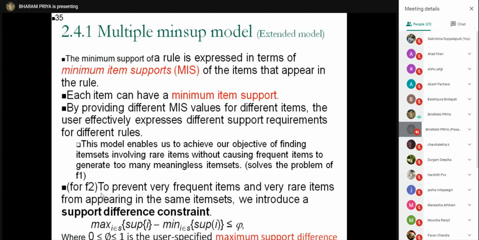And to prevent the F2 problem, we'll go with another constraint called the support difference constraint. This will come later. First we'll study only the F1 problem, but remember this. For eliminating the F2 problem, we use the support difference constraint, that is, maximum of support of i minus minimum of support of i should be less than or equal to phi, where phi is a user-specified maximum support difference. What is that? We'll see in the next slides.